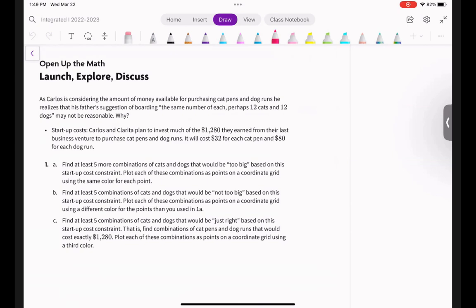So as soon as you have one that doesn't work, how many dogs per dog run? Oh, one. So you're going to make the assumption, good question, that each dog run and each cat pen can only hold one animal because otherwise they'd be fighting. You don't want to hand people back their animals and they're all bitten up and chewed up. So find at least 5 more combinations of cats and dogs that would be too big based on this startup constraint. All right, start sending me some constraints there.